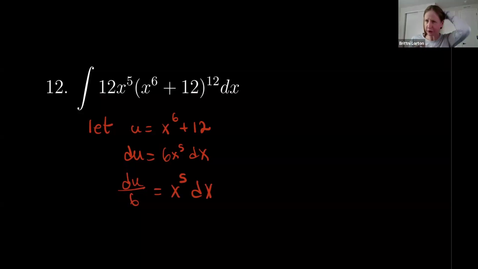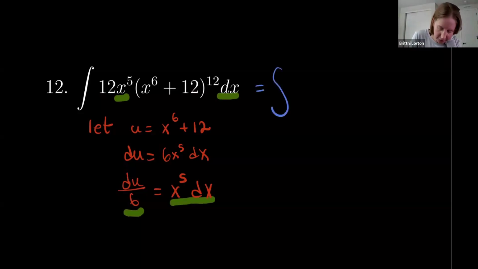It's the variables that are tricky that we're trying to simplify, because then I can realize that this x to the 5th and dx could now get turned into the du over 6. So then this integral becomes the integral of 12 is just 12. Don't let the numbers scare you. The numbers just are what they are. And then I have a u to the power of 12 du divided by 6.